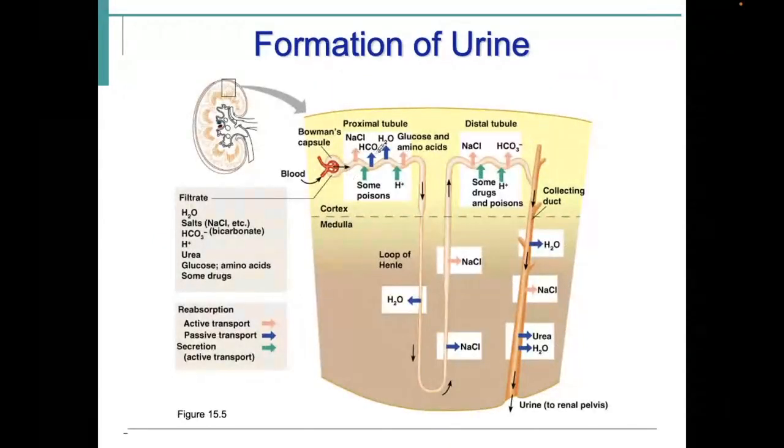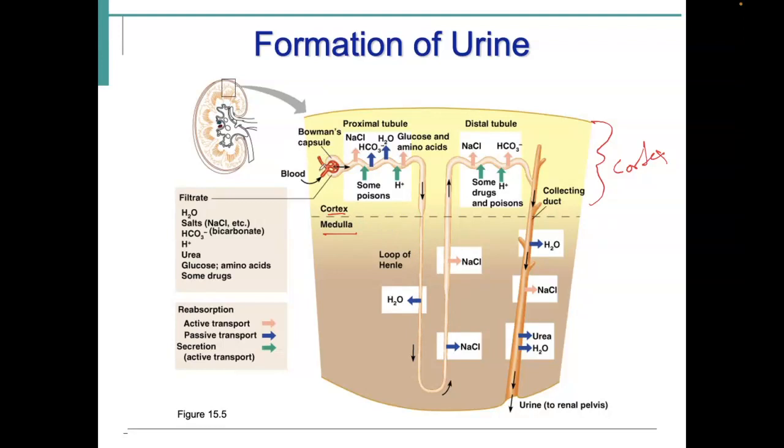Okay, if we look here, this section is the cortex of the pyramid. And down here, you can see medulla and cortex. So most of the tubular system lies in the cortex, but we can see the loop of Henle, where a lot of water and salt exchange takes place, in the medulla.